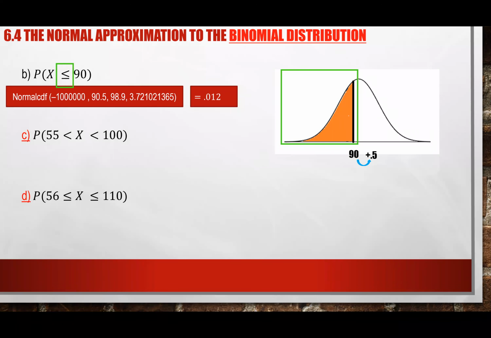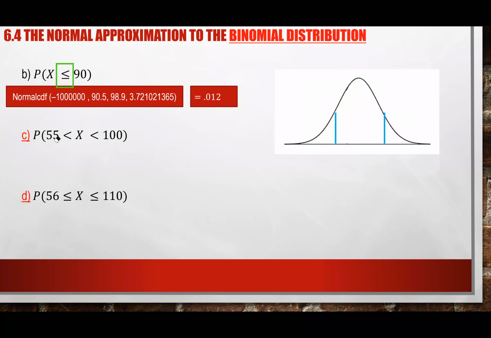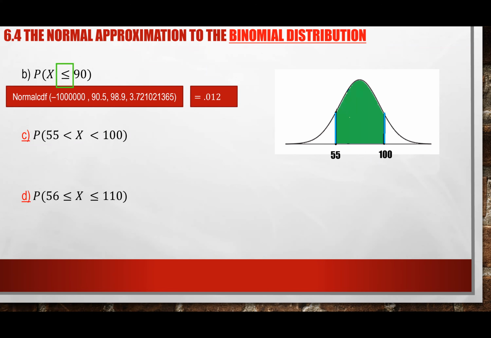Okay, so let's take a look at C. If you look at C, same thing. Let's clear this out. We are looking for the probability of X between 55 and 100, right? This is what we're looking for: the area between 55 and 100. And hopefully you see, we do not include the endpoints. We do not include these endpoints, meaning, what does that mean?